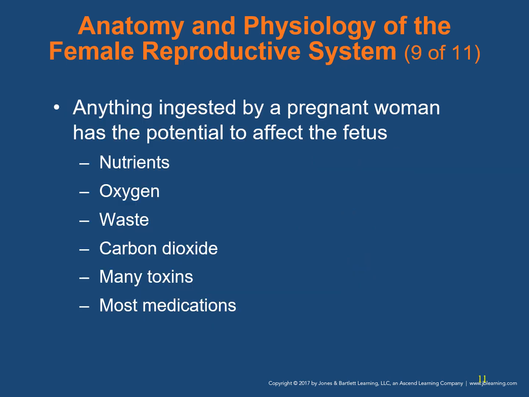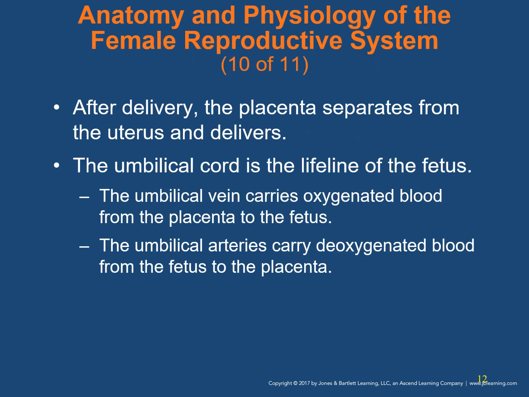Anything ingested by a pregnant woman has a potential to affect the fetus, including nutrients, oxygen, waste, carbon dioxide, many toxins, and most medications. After delivery, the placenta separates from the uterus and is delivered. The umbilical cord is the lifeline of the fetus, connecting the woman and the fetus through the placenta.